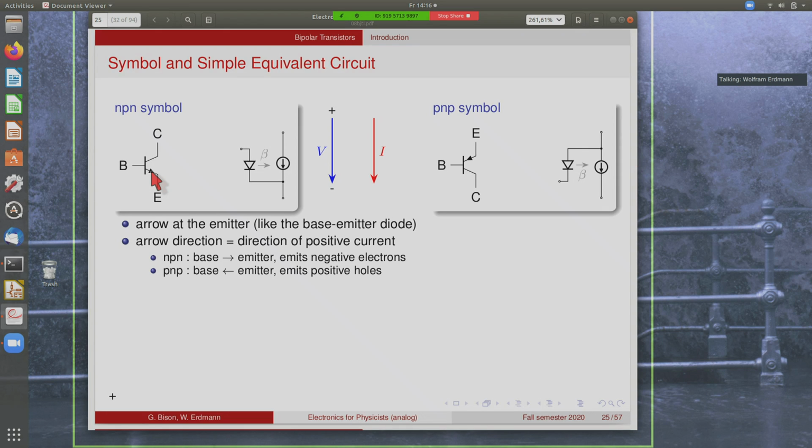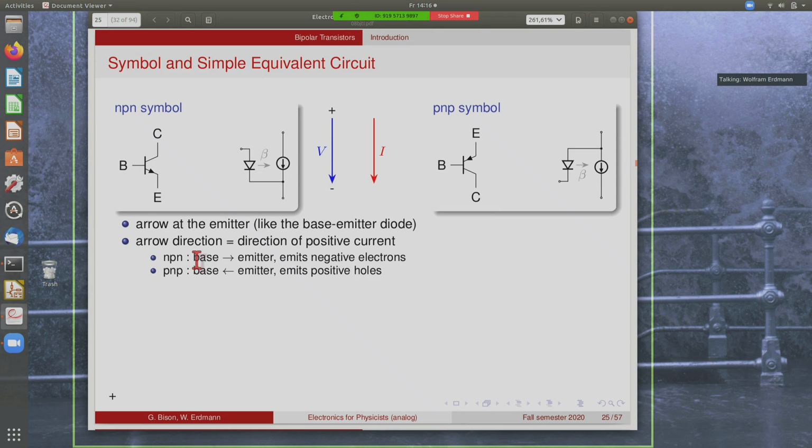and that shows you the base emitter diode. So the arrow is oriented just like a normal diode would be. It indicates the direction of a positive current. So a positive current here would flow out of the emitter for this NPN transistor.